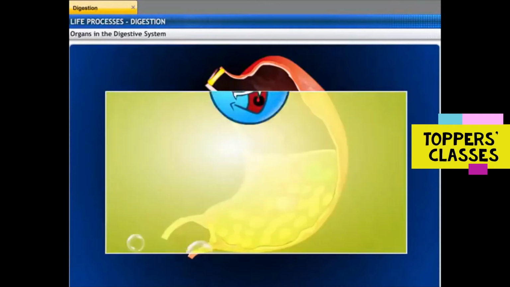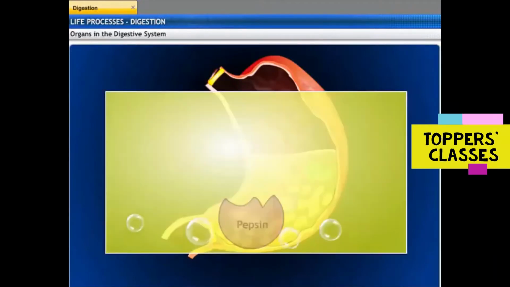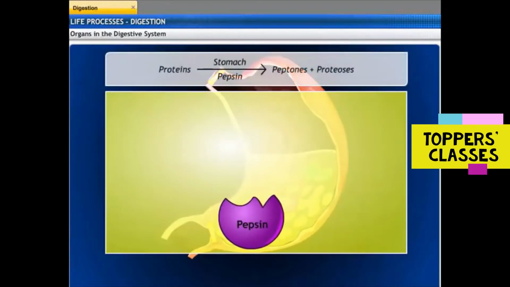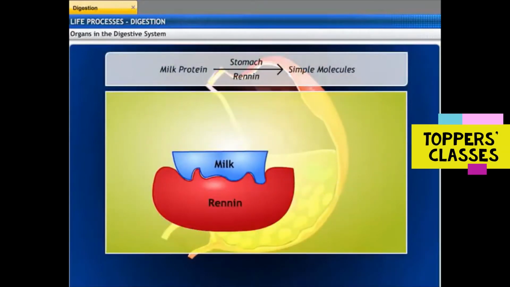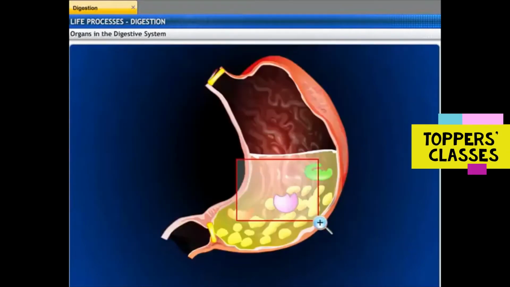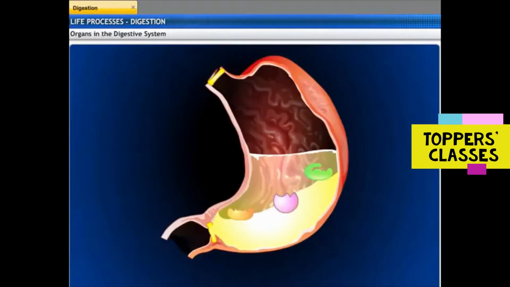Hydrochloric acid kills any germs that may have entered along with the food. It also creates an acidic medium which activates the enzyme pepsin. Pepsin breaks down proteins into peptones and proteoses. Renin separates milk into liquid and solid portions. Lipases act on fats and help to break them down. This process continues till the food is turned into a thick liquid called chyme.